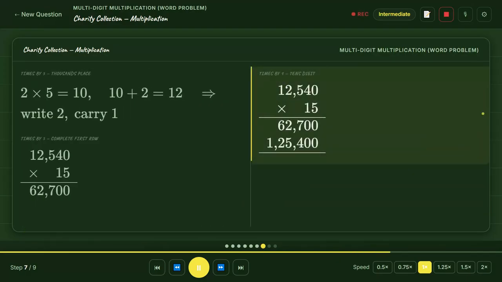Now we times by the 1 in the tens place. 12,540 times 1 is 12,540. But since the 1 is in the tens place, we put a 0 at the end. That gives us 125,400.